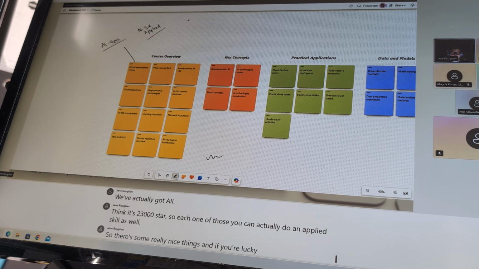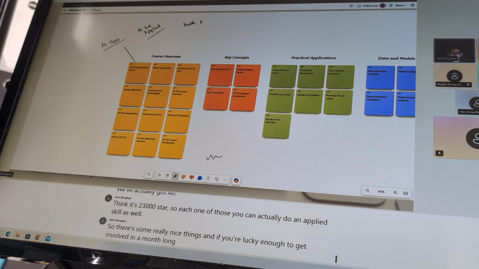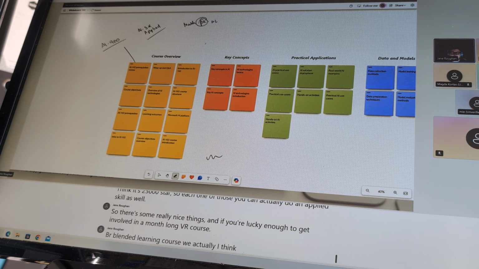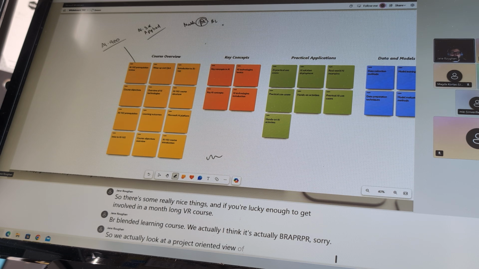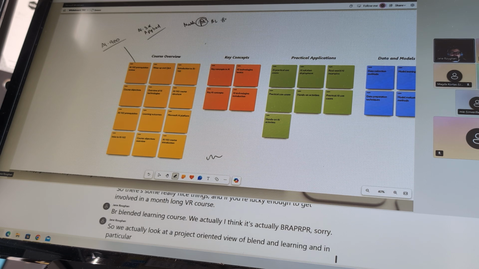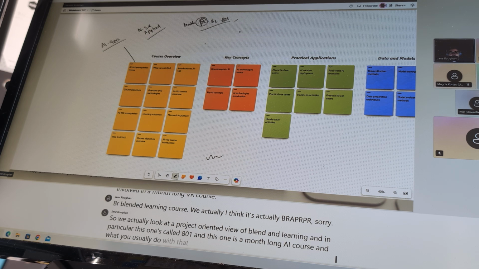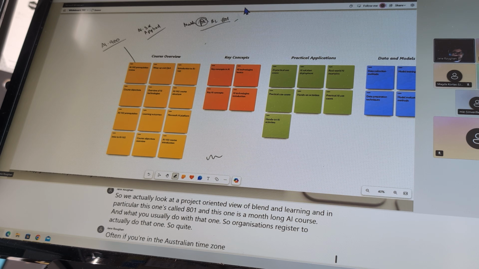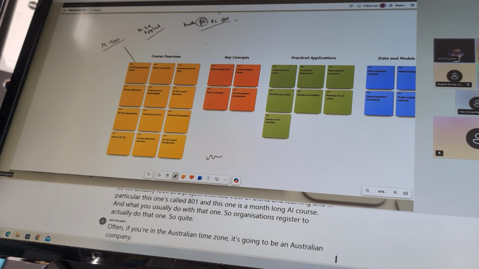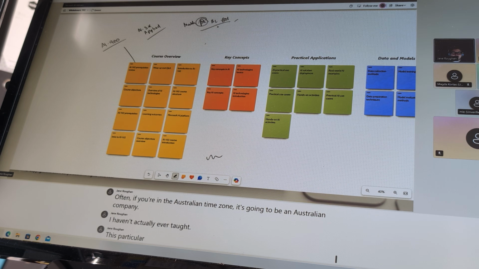And if you're lucky enough to get involved in a month-long blended learning course, I think it's actually PR, sorry. We look at a project-oriented view of blended learning, and in particular, this one's called 801. This one is a month-long AI course. Organisations register to do that one, so quite often if you're in the Australian time zone, it's going to be an Australian company. I haven't actually ever taught this particular format with people from all over different countries.